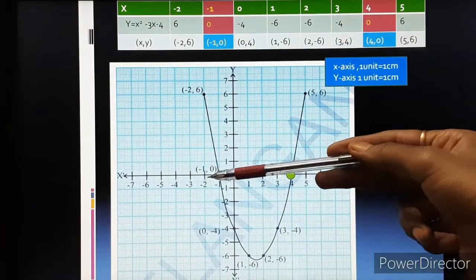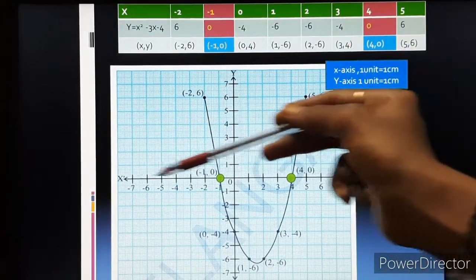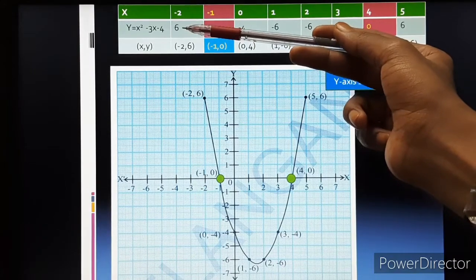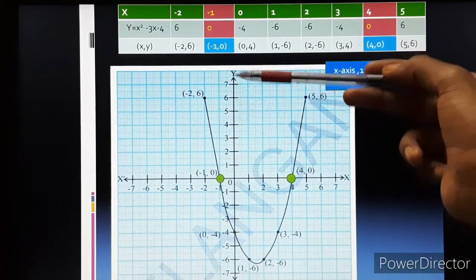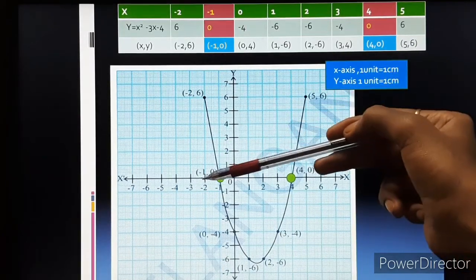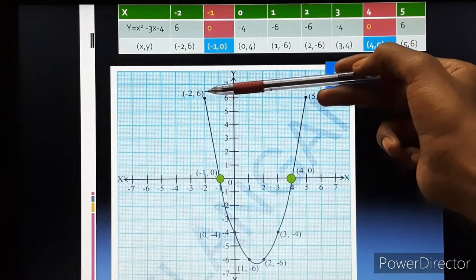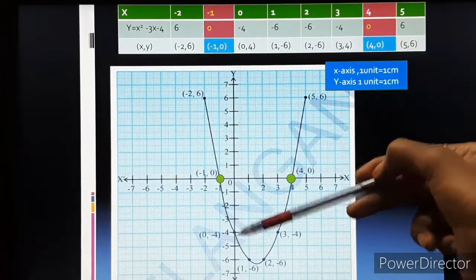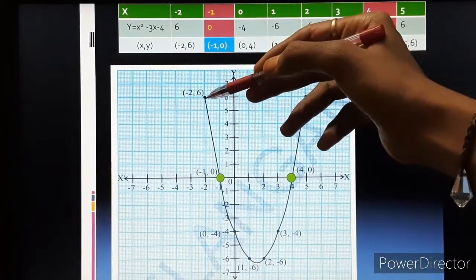Okay. For minus 2 we got 6. On the x-axis, minus 2. But y coordinate is what here? 6. So, for minus 2, here on y-axis, 6, right? So, minus 2 and 6. The point will be here. Don't draw this. Okay. First you point all the coordinates. Then we'll join them. Okay. So, minus 2 and 6.